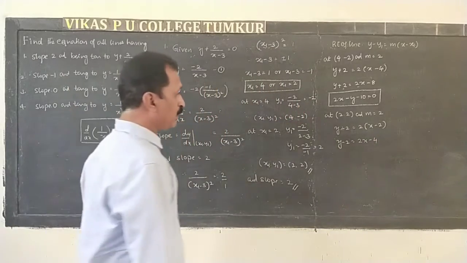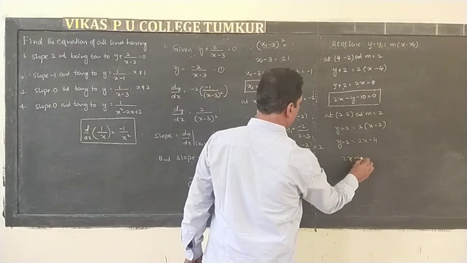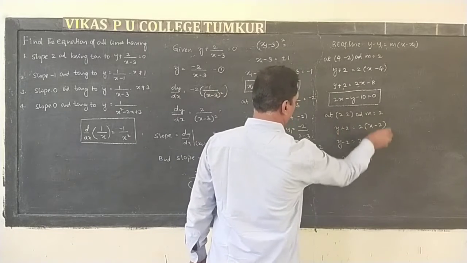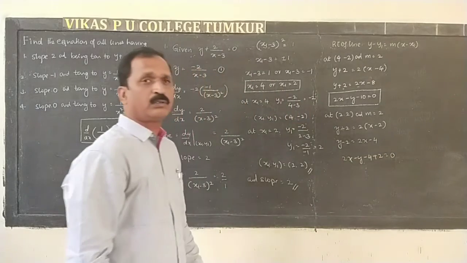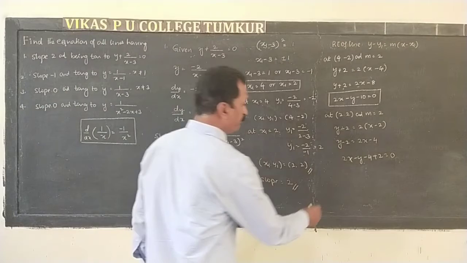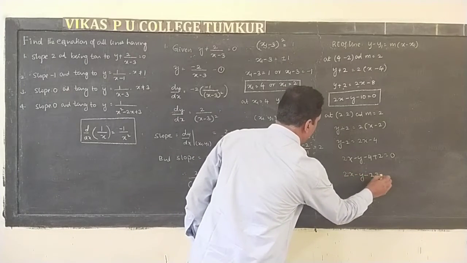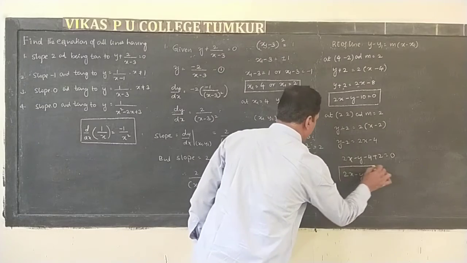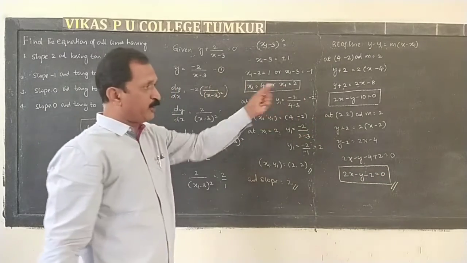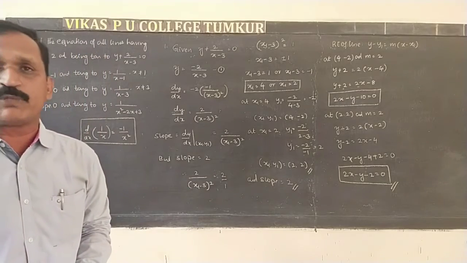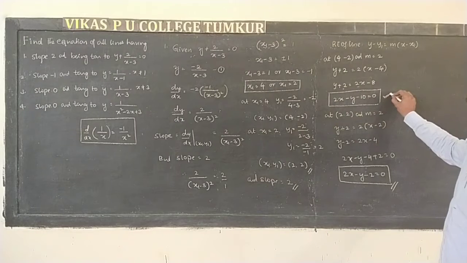Simplify. So 2x, bring y to the other side: 2x minus y minus 4 plus 2 is equal to 0. Shall I simplify to get the final answer? 2x minus y minus 2 is equal to 0. This will be the second equation of line which passes through the point 2 comma 2 and m is equal to 2. So now these are the two equations of lines.